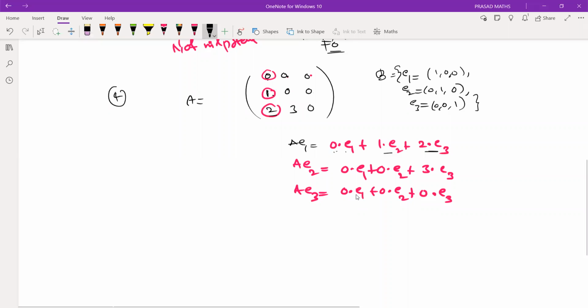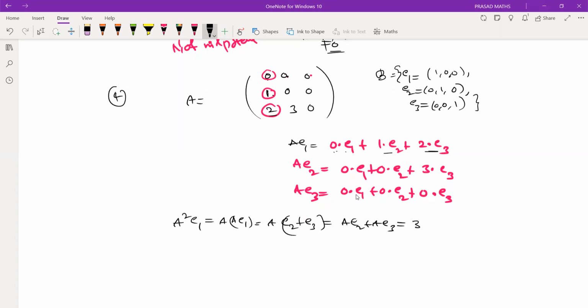Okay. Now, once you know this, compute A square e1. That means A into A, this is a composition map. A e1 is nothing but what? A e1 is e2 plus 2e3. That is nothing but A e2 plus 2 A e3. A e2 is nothing but 3e3. What is A e3? 0. So this is 3e3. Next, A cube e1. What is A cube e1? A square e1, that is nothing but 3e3.